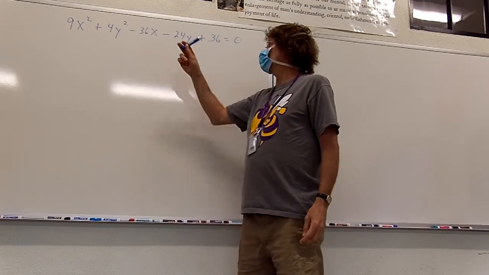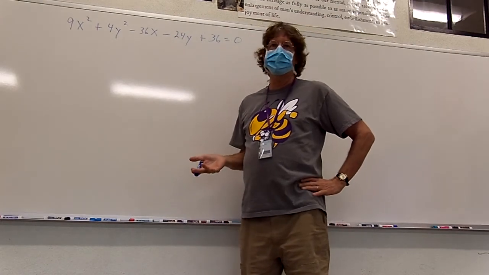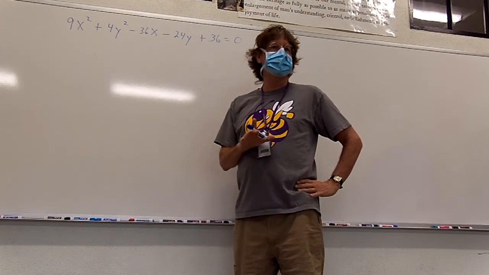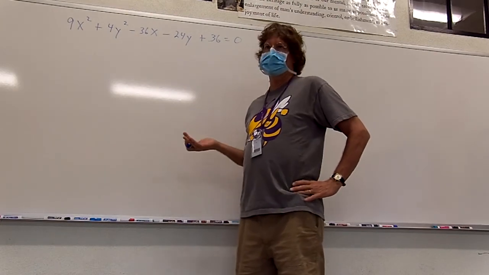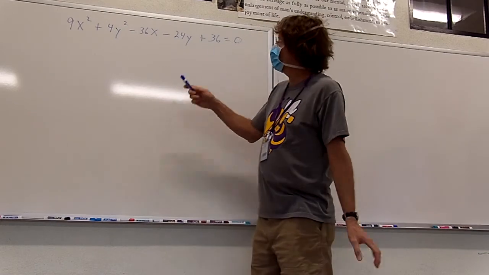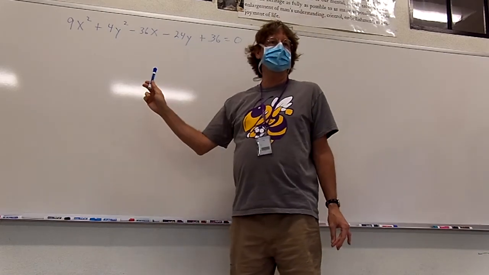Problem is, if you had this form and you needed a graph, you need to change it to the form that I showed you. And that's what I'm going to show you how to do. I don't have to graph anymore because once we change it, you'll know how to graph it. But how do you change this to the graphing form?